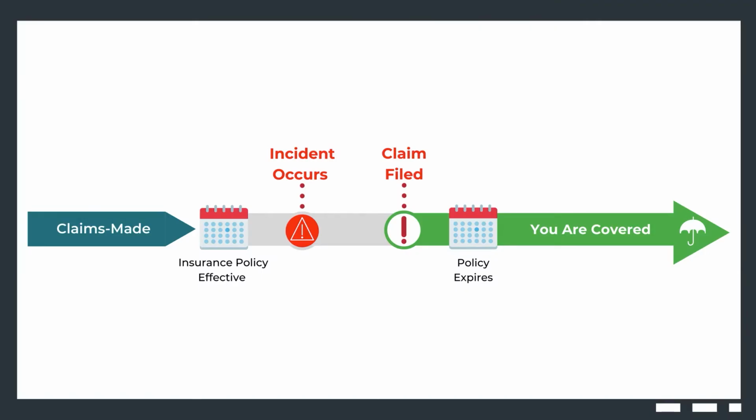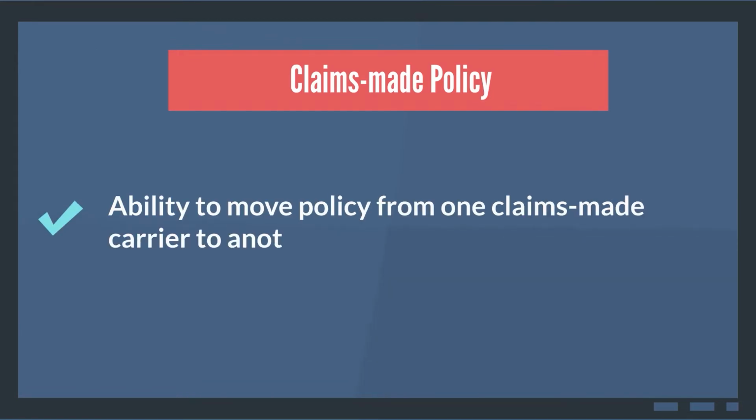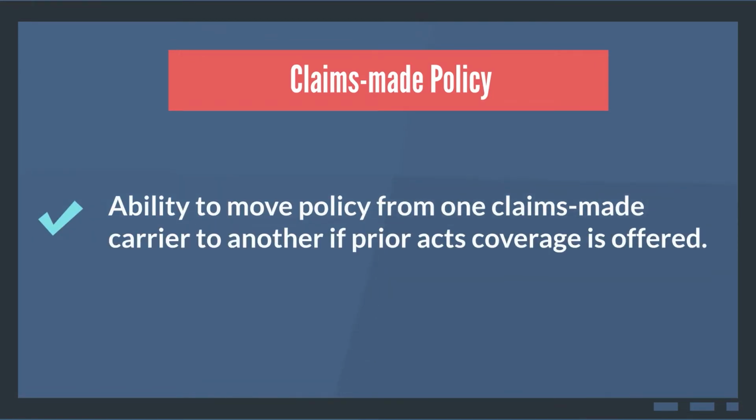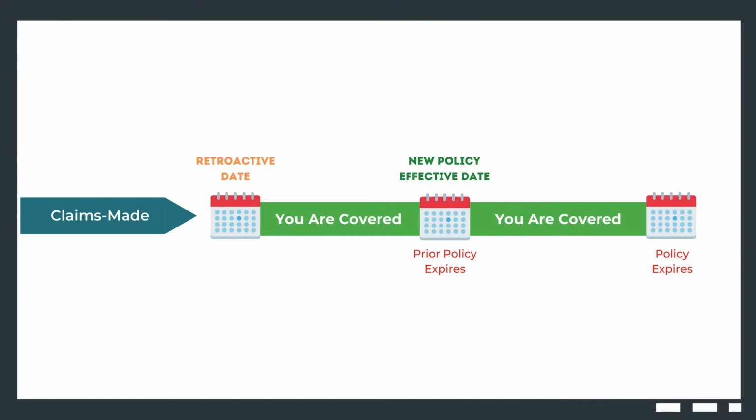A claims-made policy provides coverage for claims that are reported during the active policy period, and each year you renew your policy. With a claims-made policy, you can move coverage from one claims-made carrier to another if prior acts coverage is offered. The new insurance carrier would take the effective date of the old policy and endorse it onto a new policy, which would become the retroactive date. The new policy would then provide coverage for the same period of time as the old policy.